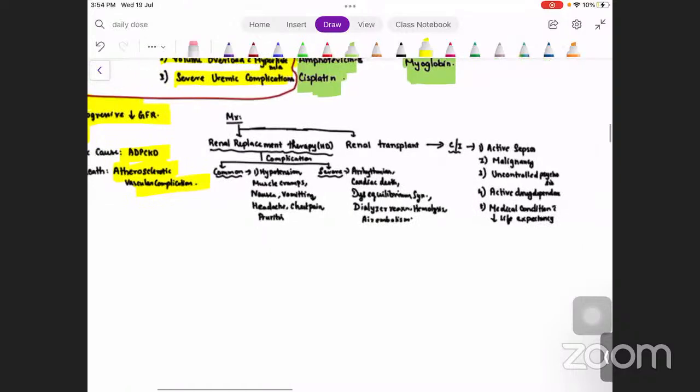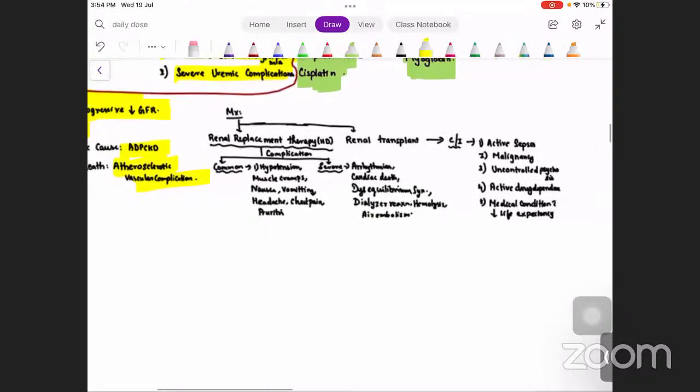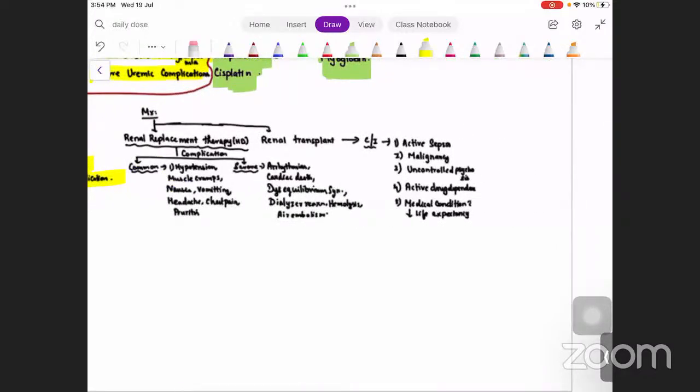Then management: renal replacement and renal transplant. Transplant is contraindicated in active sepsis, malignancy, uncontrolled psychosis, active drug dependence, and medical conditions with decreased life expectancy, where you may not do the renal transplant. If the patient has a malignancy, uncontrolled psychosis, active sepsis, active drug dependence, or a medical condition which can decrease life expectancy, renal transplant is contraindicated.